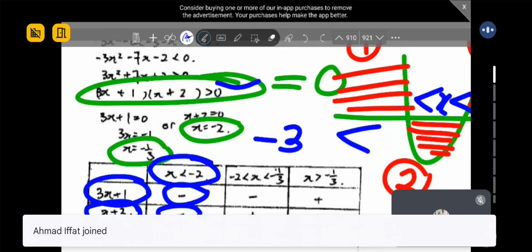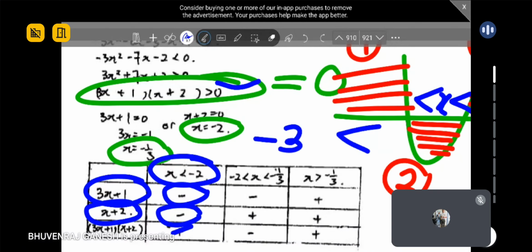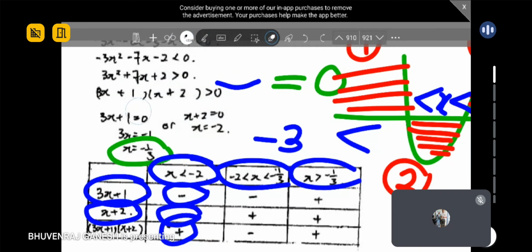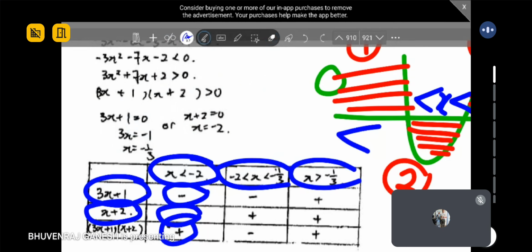So guys, negatif times negatif dapat apa? Positif. Am I right? So that's why you tulis positif lah. You write positif down there. Then just repeat the step. Ulang sahaja untuk dua-dua yang lain. So guys, faham tak macam mana guna kaedah jadual ni? Do you all understand or not? So you must draw your table like this. Okay, kena lukis macam ni.